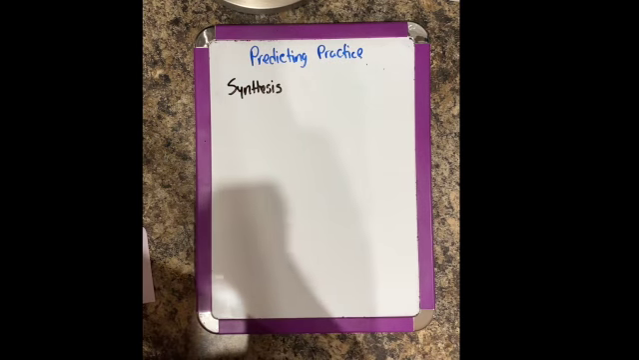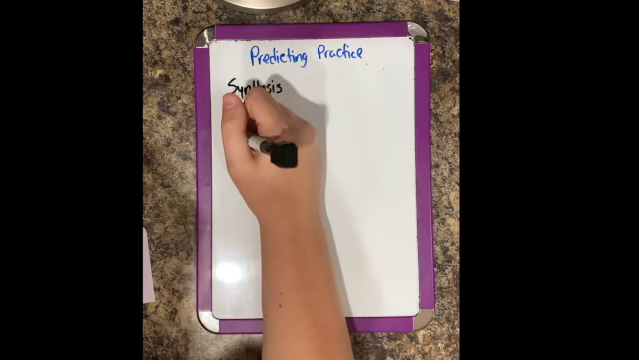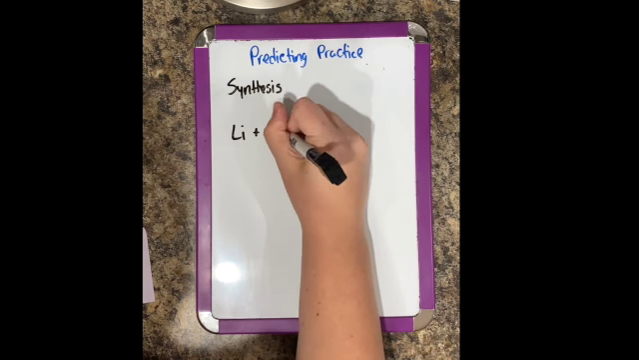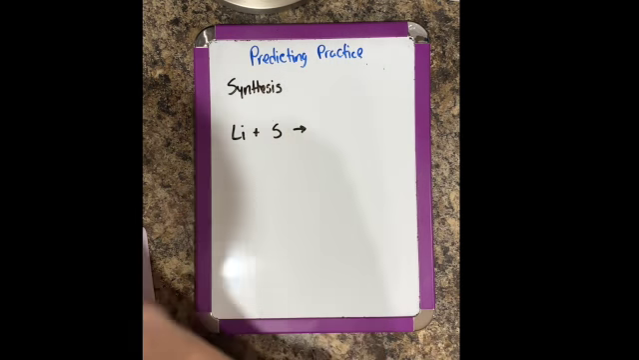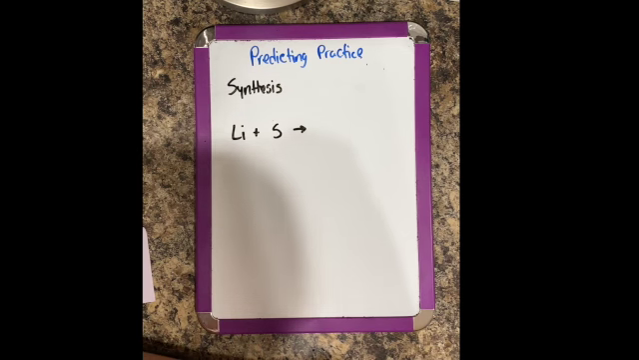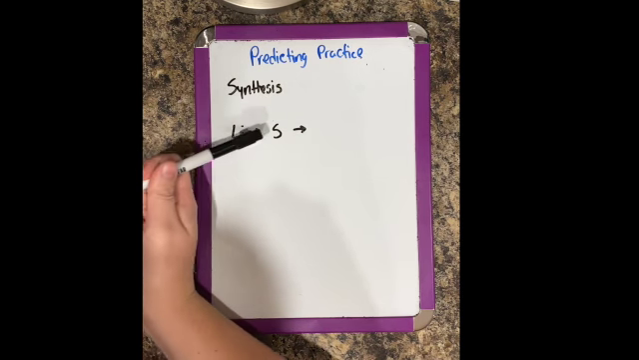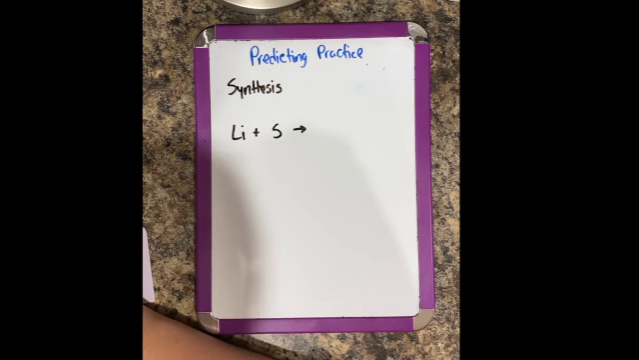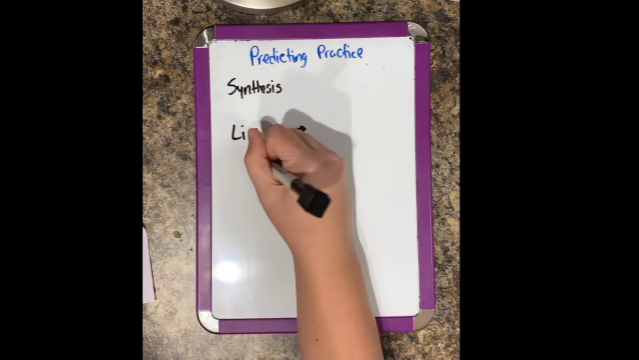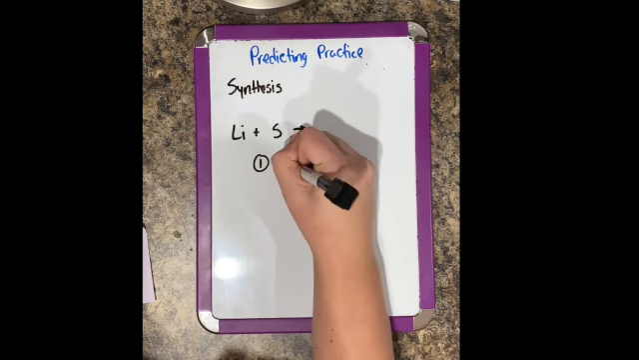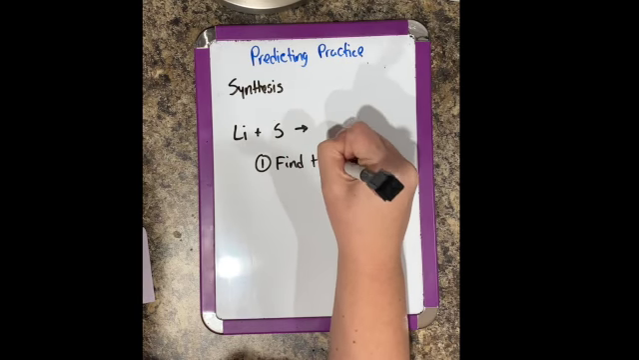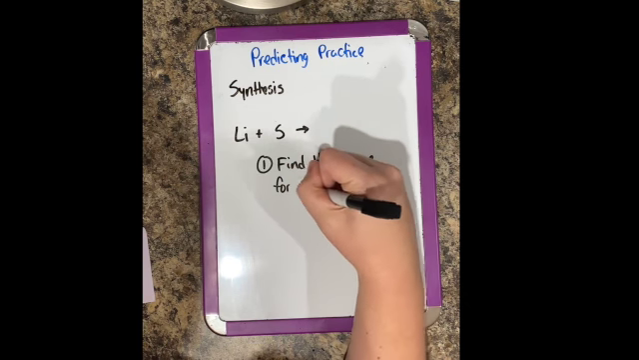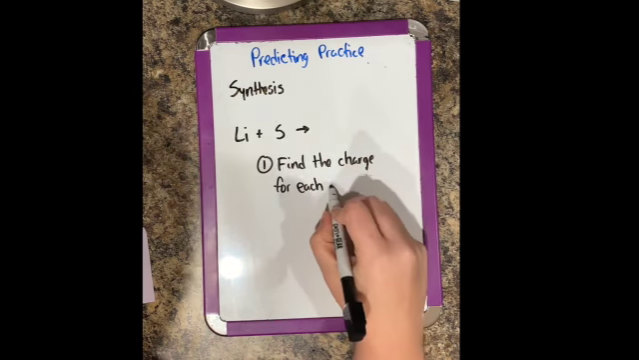So an example of synthesis would be Li plus S. Okay, so the way to identify synthesis is when you have an element plus an element. So when you see an element plus an element, you need to follow the following steps. Step 1, find the charge for each element.